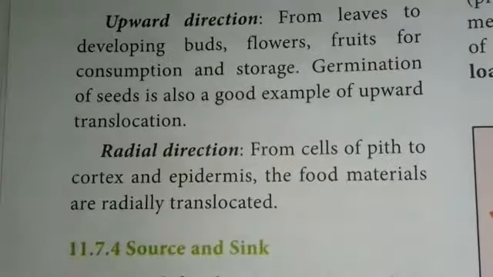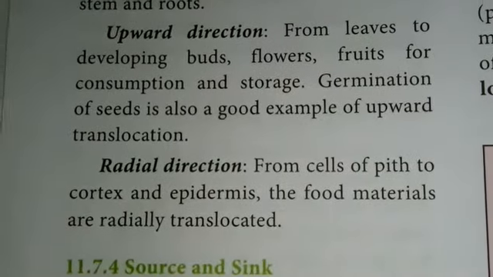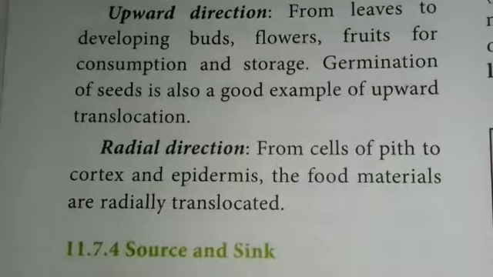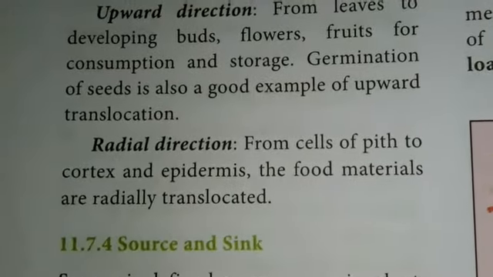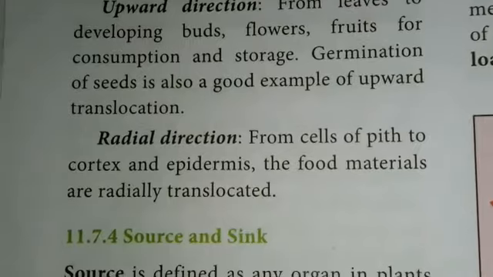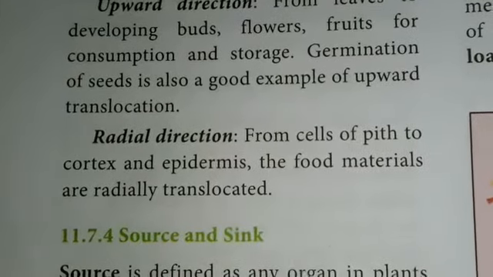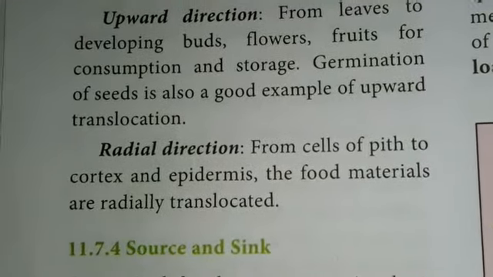Radial direction is from the cells of the pith to the cortex and epidermis. The food materials are translocated radially. That is the flow. The directions of translocation are downward, upward, and radial.